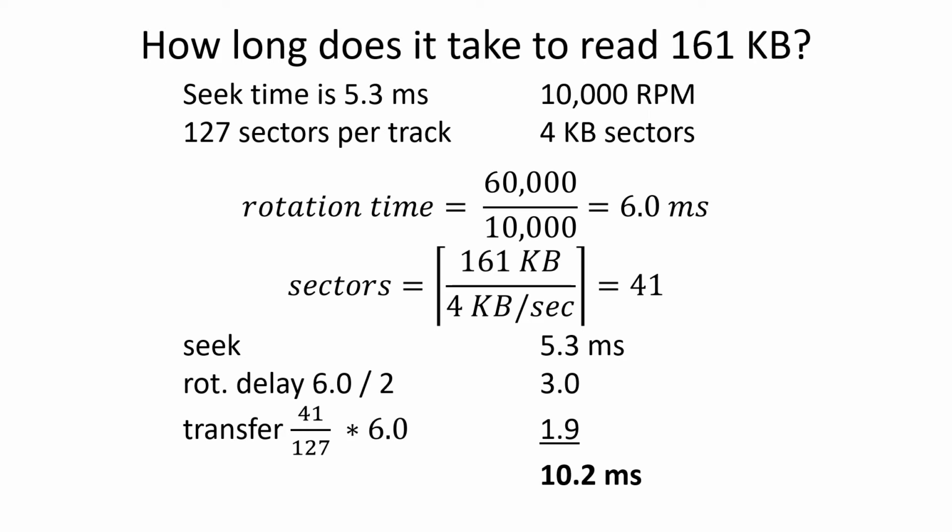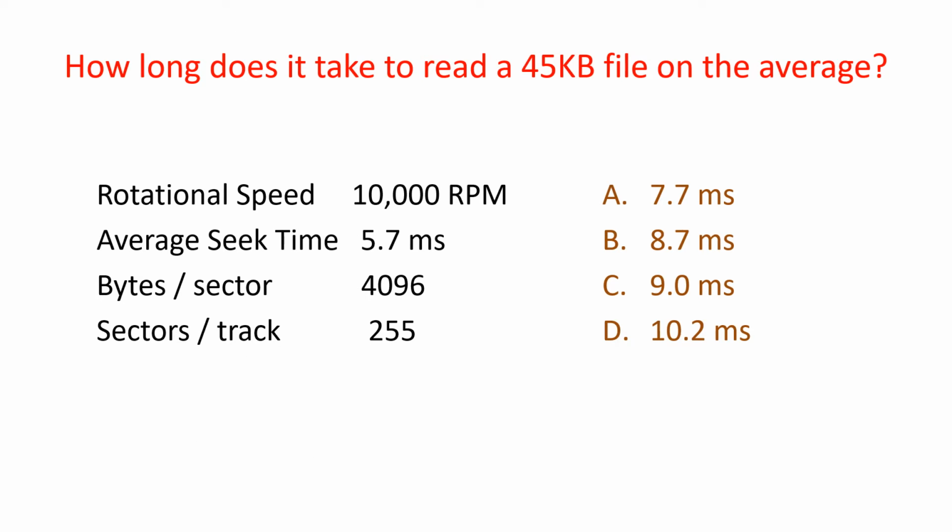Then we just add the seek time, the rotational delay, and the transfer time. The seek time was given to us as 5.3 milliseconds. The rotational delay on average is half one rotation, so half of 6 is 3. And then the transfer time is the 41 sectors divided by 127 sectors per track, all multiplied by the 6 milliseconds per revolution that we calculated, and we get the number 1.9 milliseconds. Add it all up, and you get 10.2 milliseconds as an average time to read that data. Figure it out for yourself.